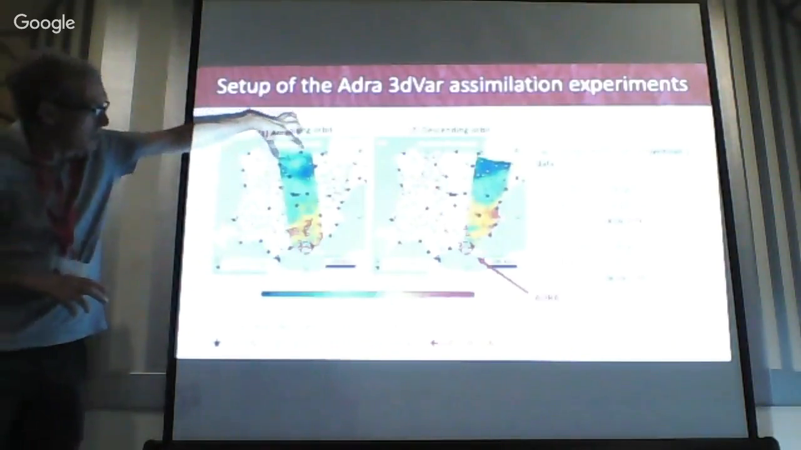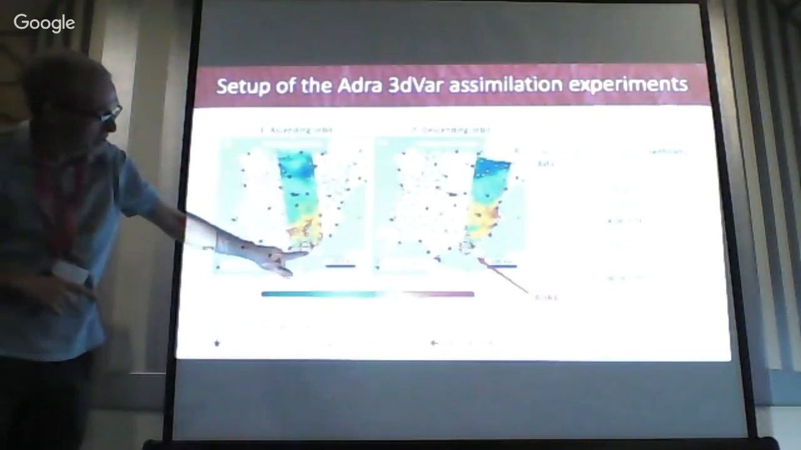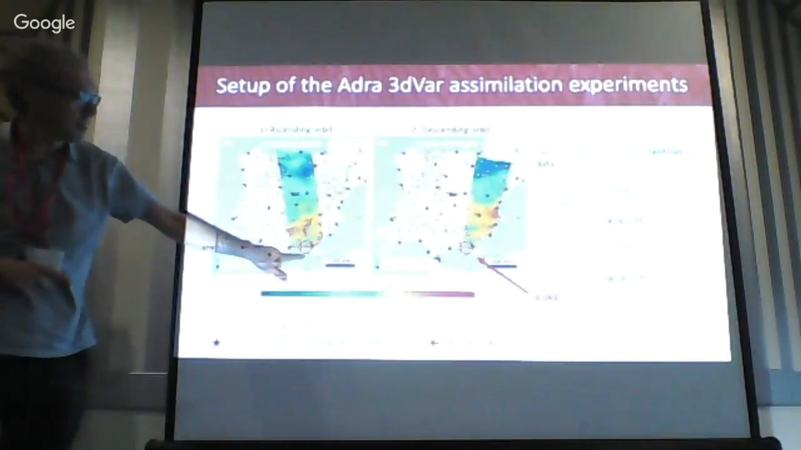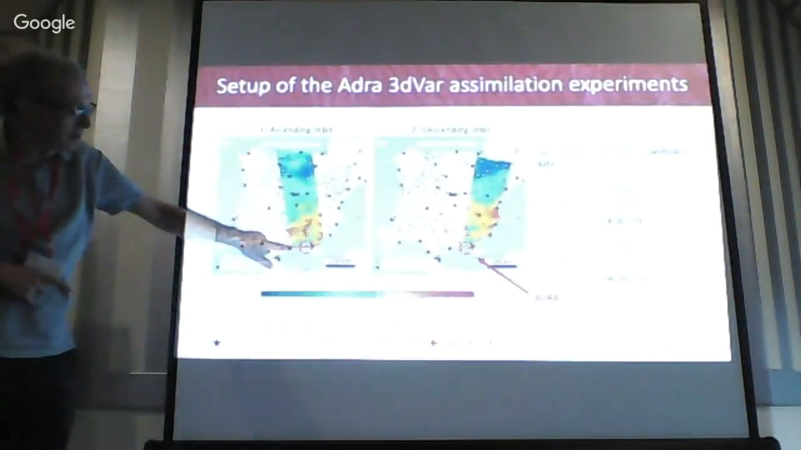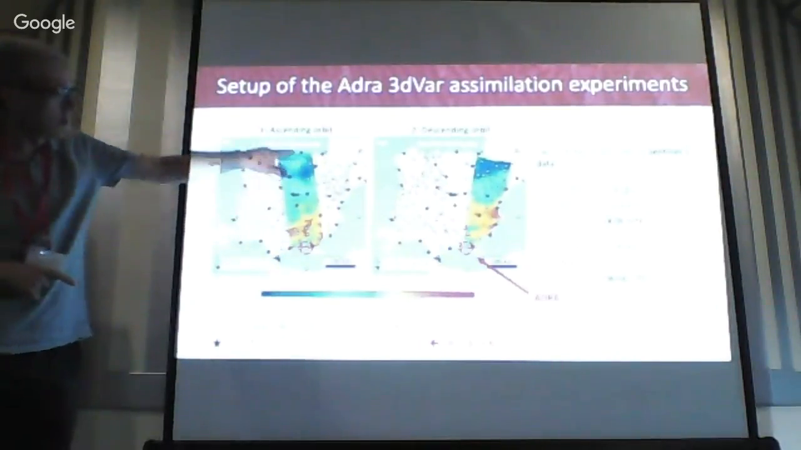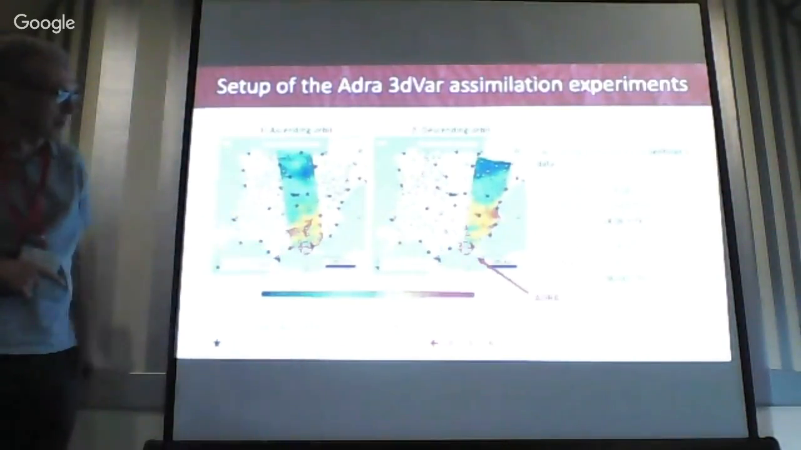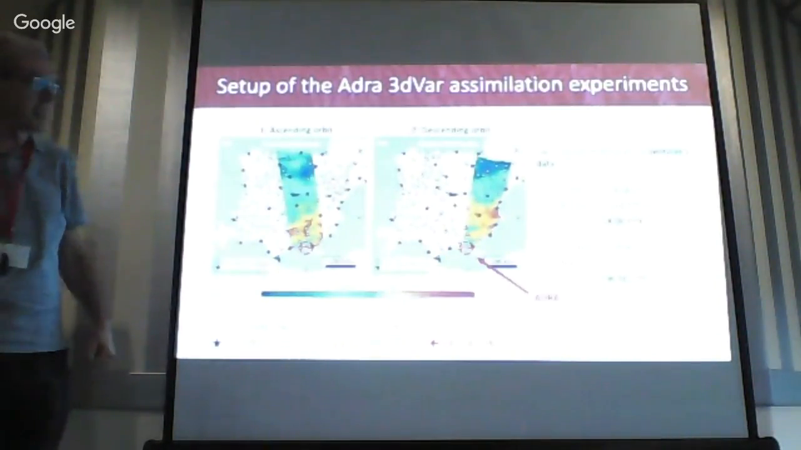This is the image in the ascending orbit. The Adra is in the center of this circle here. And so this is, in fact, now the PWV, which was computed from that image after this processing of the INSAR data.